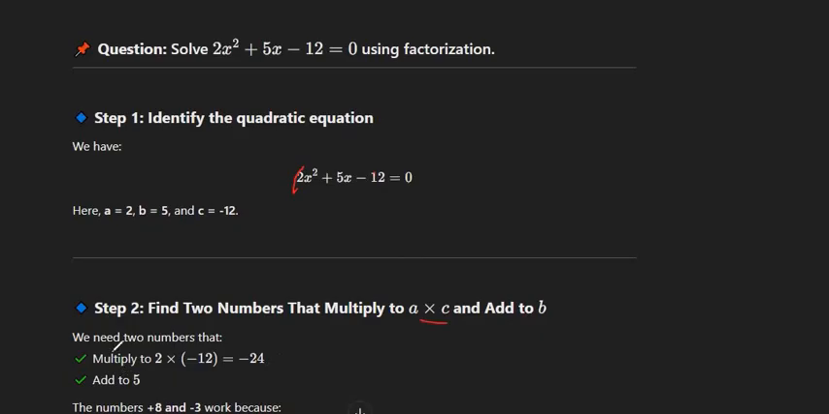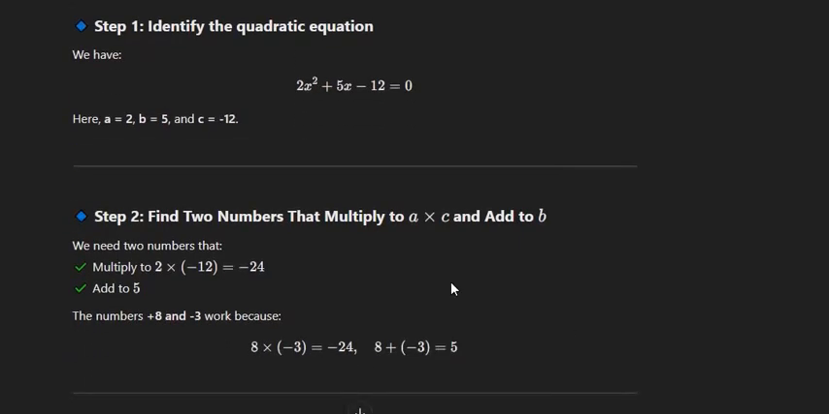Now we need two numbers whose multiplication must be equal to minus 24, and when you add them, your answer will be equal to plus 5, because in the x term we have plus 5. So this is our criteria. Now remember that this is the new step you consider when the coefficient A is greater than 1. Next, I have taken two conditions, that C is negative.